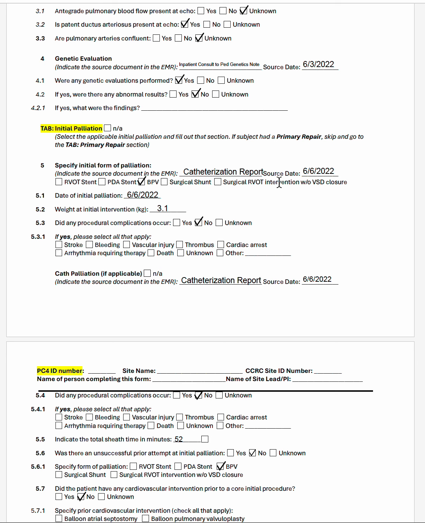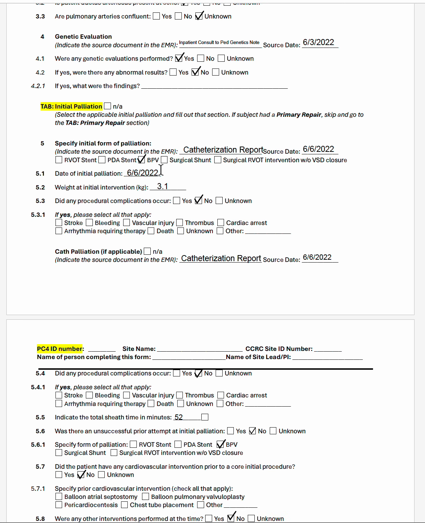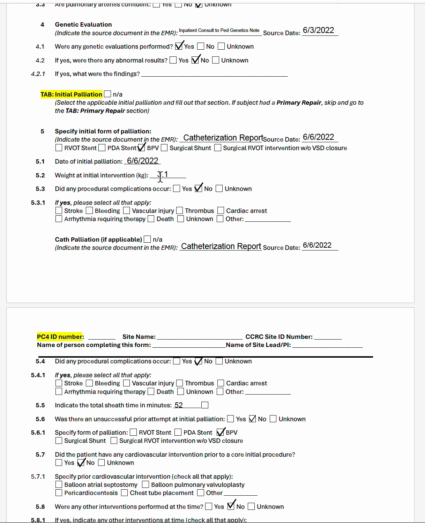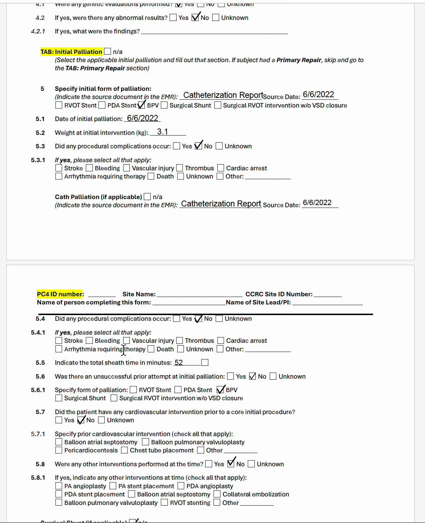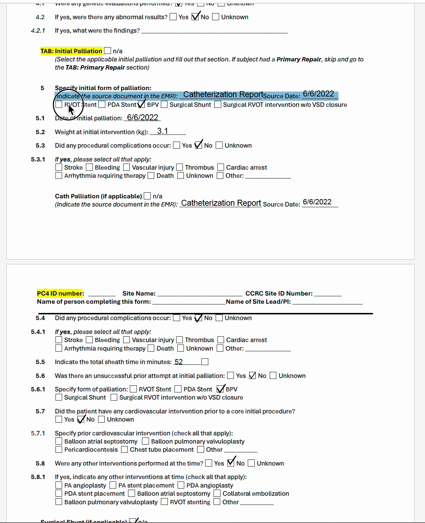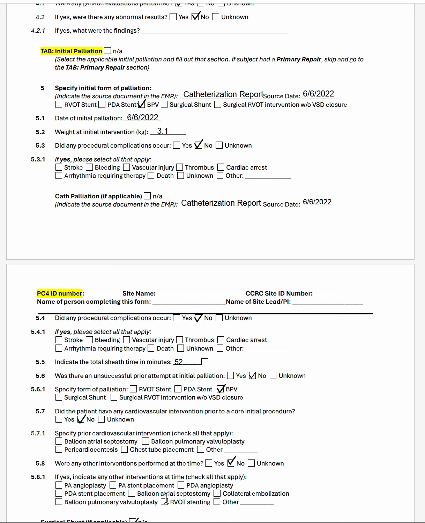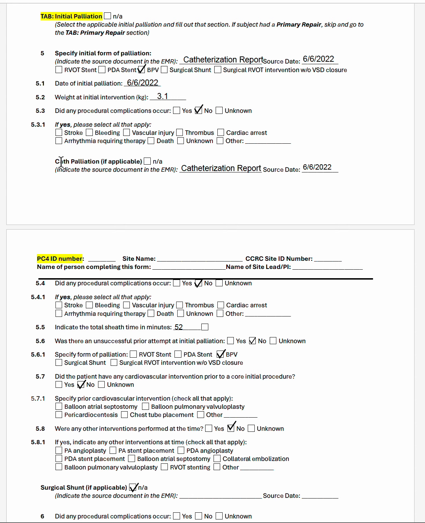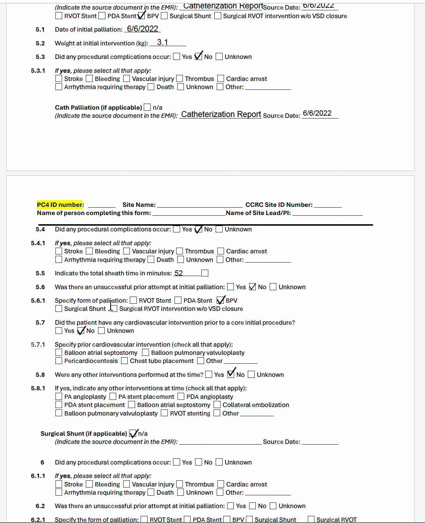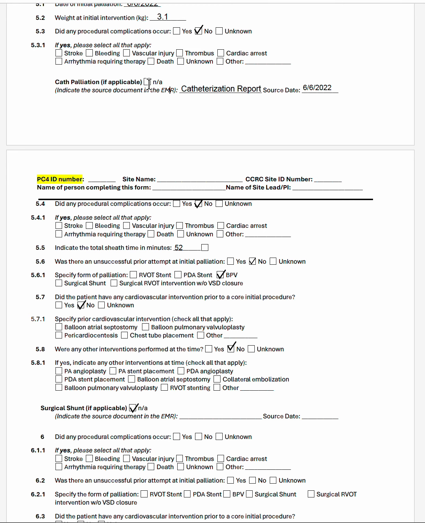Then we just want to know if there was a palliation. So if there's RVOT stent, PDA stent, BVP, shunt, or surgical RVOT intervention. The date of the procedure and the weight at the intervention, complications. What you pick for this question will indicate where you're going to fill out the rest of the form. So if it was a PDA stent, you can go into the cath palliation. If it wasn't a cath palliation, you can hit non-applicable.